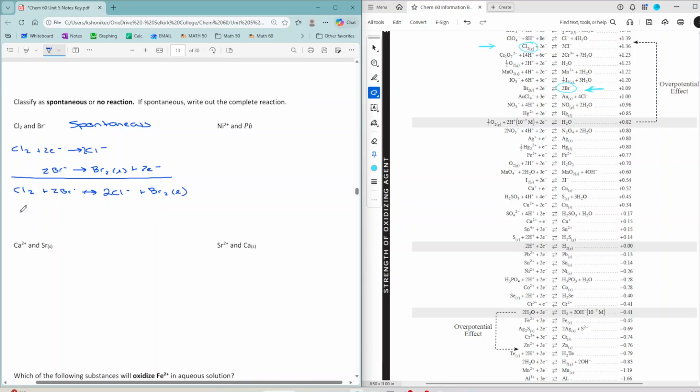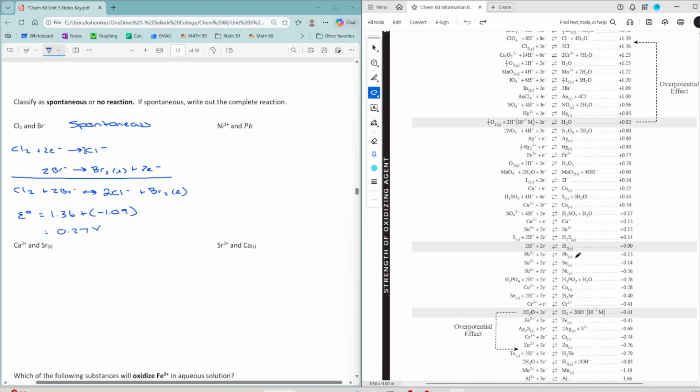If I wanted to double check that this is spontaneous, I can add their E's together. So the chlorine is positive 1.36. And then the oxidation of the bromide ion is going to be negative 1.09. So it would rather be reduced, but it gets overridden by a stronger oxidizing agent. And we get an overall of positive 0.27 volts. So that reaffirms that this is spontaneous. Okay, let's look for nickel and lead.